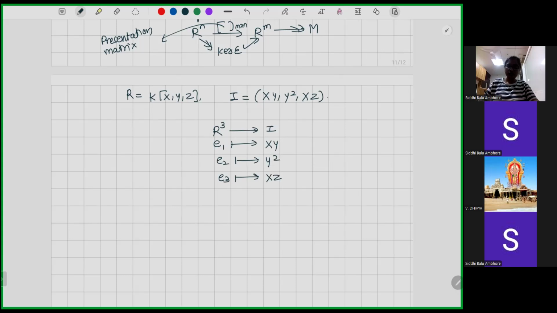So now I want to find the kernel of this map. This is my map epsilon. I want to find the kernel of this map. So can you guess the kernel of this map? This is y square, by the way. This is 2 and this is z. Can you see some obvious relation which will give me the kernel of this map epsilon?